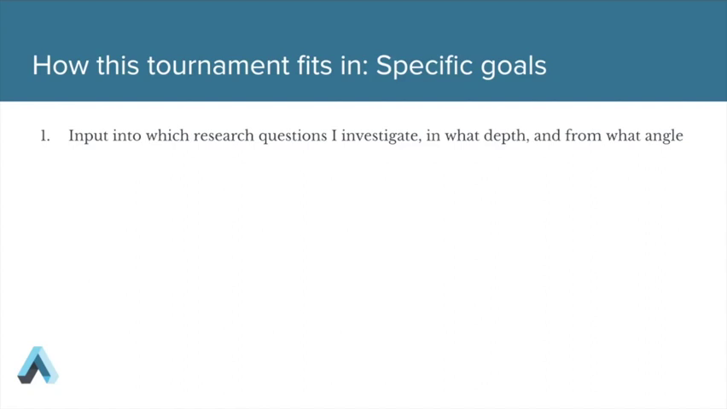And also I think this is how forecasting in general can be useful for researchers. So first thing is this input into what research questions I investigate, in what depth and from what angle. There's way more to look into on the topic of nuclear risk than I had time to look into. If I worked on it for 5 years, I wouldn't get to all the questions that seem interesting. And I'm not going to work on it for 5 years because there's so many other problems in the world that I also want to give some attention to. Therefore, this can help me prioritize which questions to bother looking into.